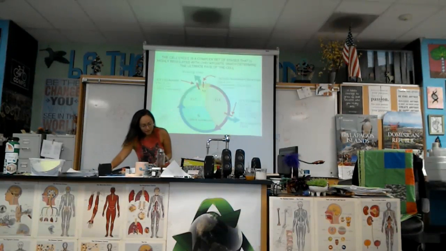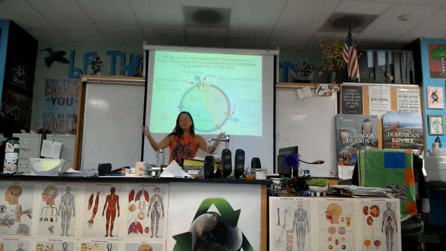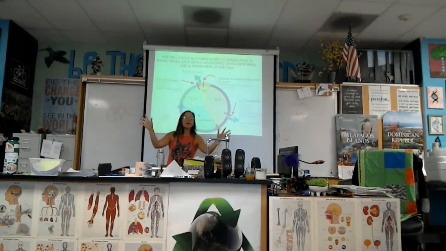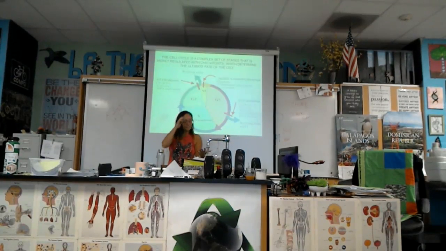So in that G1, this is where the cell is living its life. The G1 checkpoint is going to make sure that this is a healthy cell that's going to divide. But a cell's going to spend most of its life in G1. This is where cells are living, making proteins, etc.